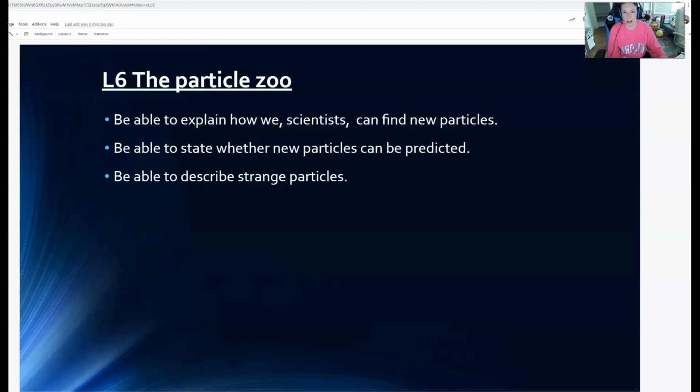So we're going to be able to explain how scientists can find new particles, be able to state whether new particles can be predicted, and be able to describe some strange particles.